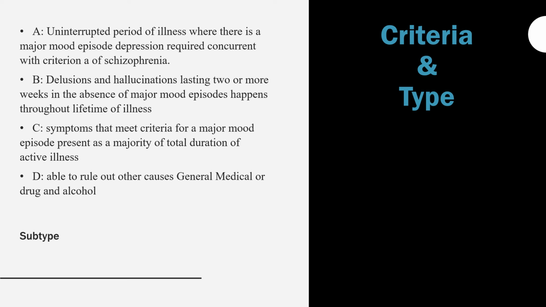Schizoaffective disorder has some criteria and type that we need to talk about, slightly different, but there's also a lot of similarities with schizophrenia. So you'll notice criteria A has an uninterrupted period of illness where there is a major mood episode, depression, required recurrent with criterion A of schizophrenia. So really, if you were to think of schizoaffective as a combination disorder diagnosis, where you have schizophrenia and a mood disorder of either depression or bipolar, then you've got schizoaffective disorder.